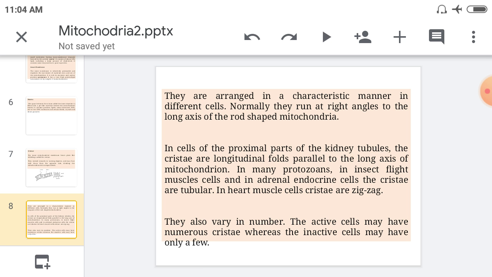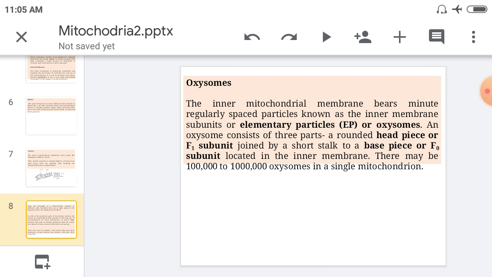Same like the mitochondria, in some cells there are more in number, in some cells they are less in number. Why? Because they depend on the cell type and cell activity. Okay, here also it is like the mitochondria.